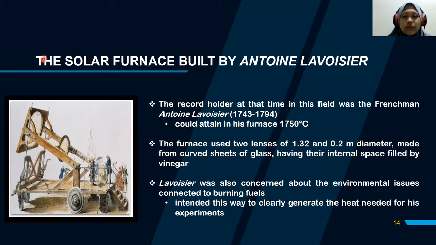The solar furnace built by Antoine Lavoisier. The record holder at the time in this field was the Frenchman Antoine Lavoisier, from 1743 until 1794, who could attain in his furnace 1750 degrees Celsius. The furnace used two lenses of 1.32 and 0.2 meter diameter, made from curved sheets of glass, having their internal space filled by vinegar. Lavoisier was also concerned about the environmental issues connected to burning fuels, and intended this way to cleanly generate the heat needed for his experiments.